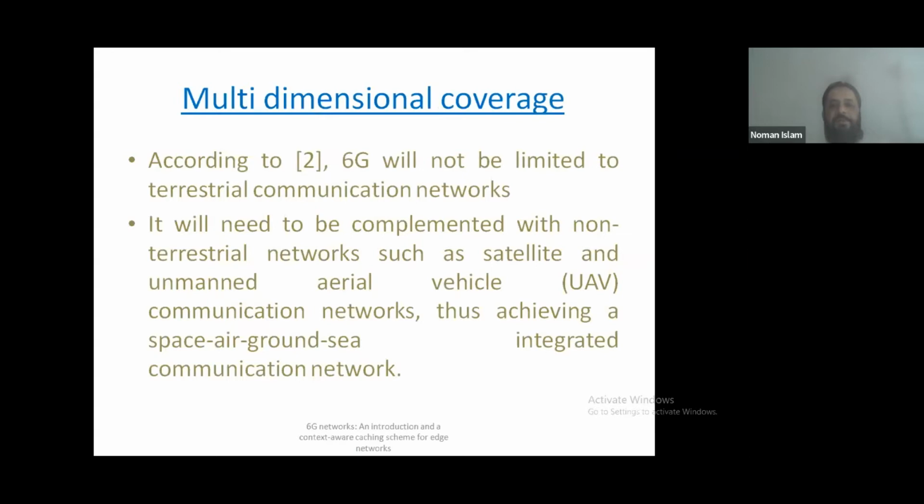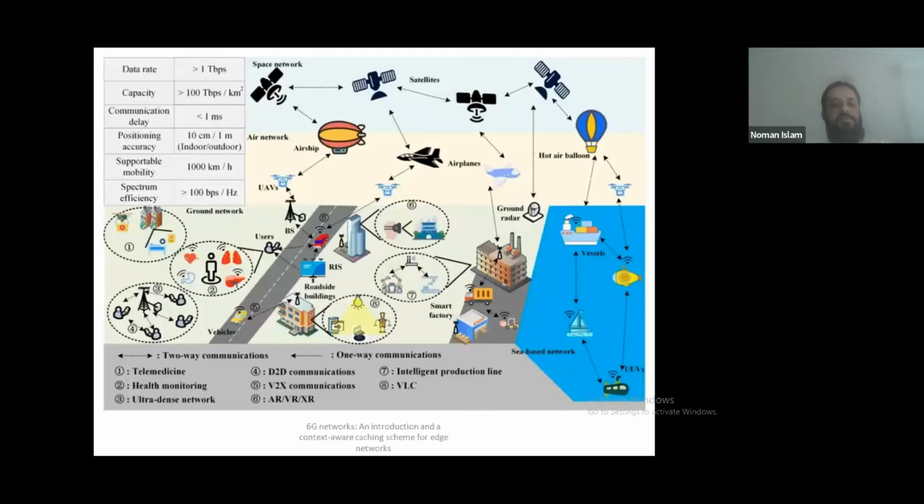So, multidimensional coverage means that it will not be limited to the terrestrial network, but we will have satellite connectivity and unmanned aerial vehicle communication networks. Thus, we will have a space, air, ground, sea integrated communication network. So, it will be a holistic solution in which all the different worlds, such as space, satellite, the terrestrial network, and the sea based networks will be connected as shown here.